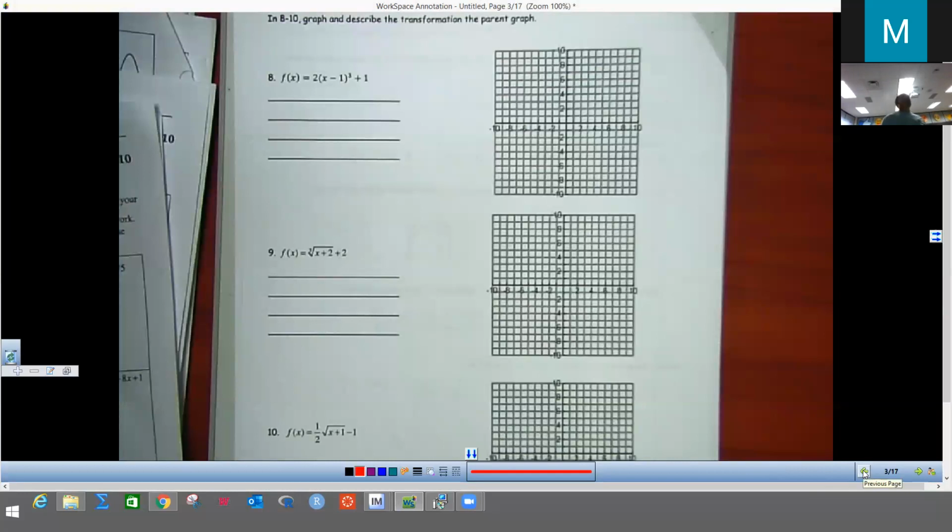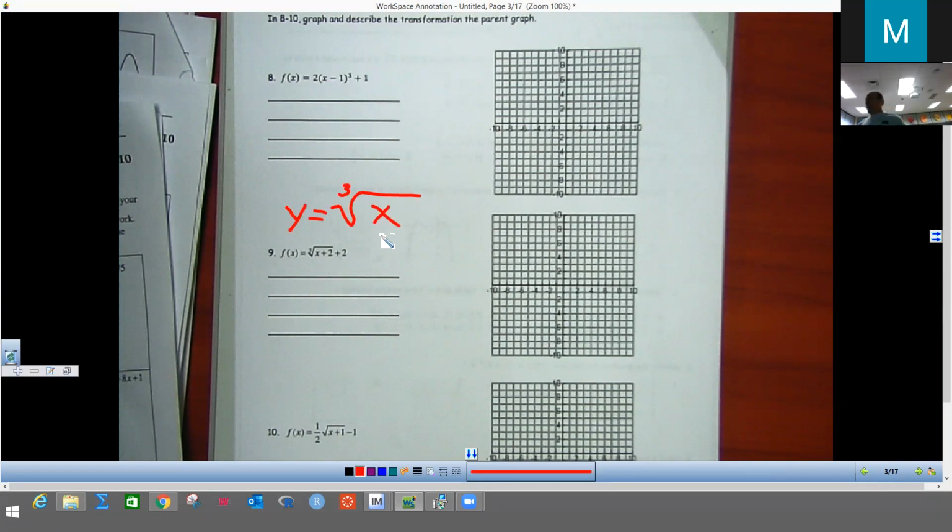The directions up there say we want you to tell what the transformations are, and then graph it over here on this graph. So that is a cube root, I believe. So the parent graph is this.